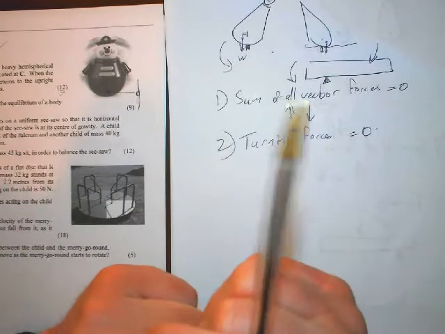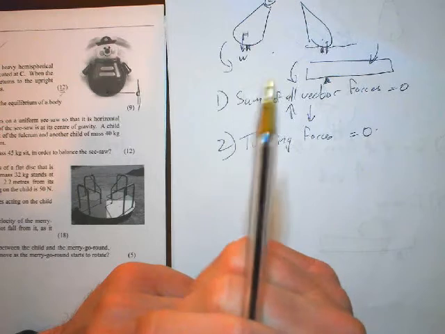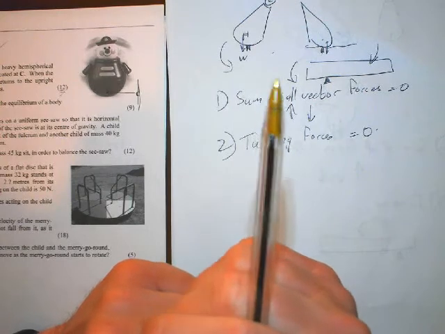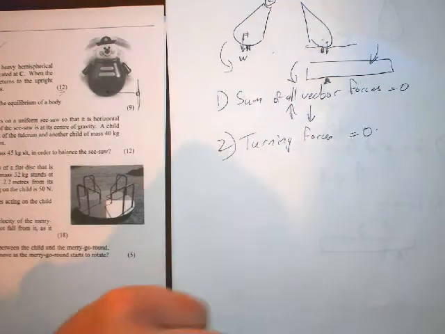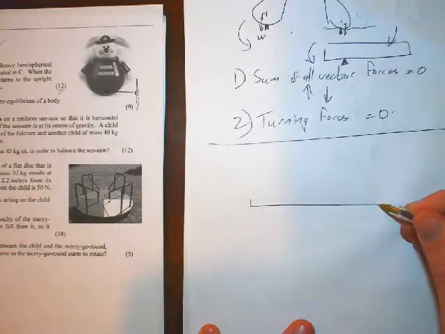Okay, three children position themselves on a uniform seesaw so that it is horizontal and in equilibrium. The fulcrum of the seesaw is at its centre of gravity. A child of mass 30 kilos sits, and so on. Okay, sketch this out, all right? Definitely way easier to get your head around when you sketch this out.